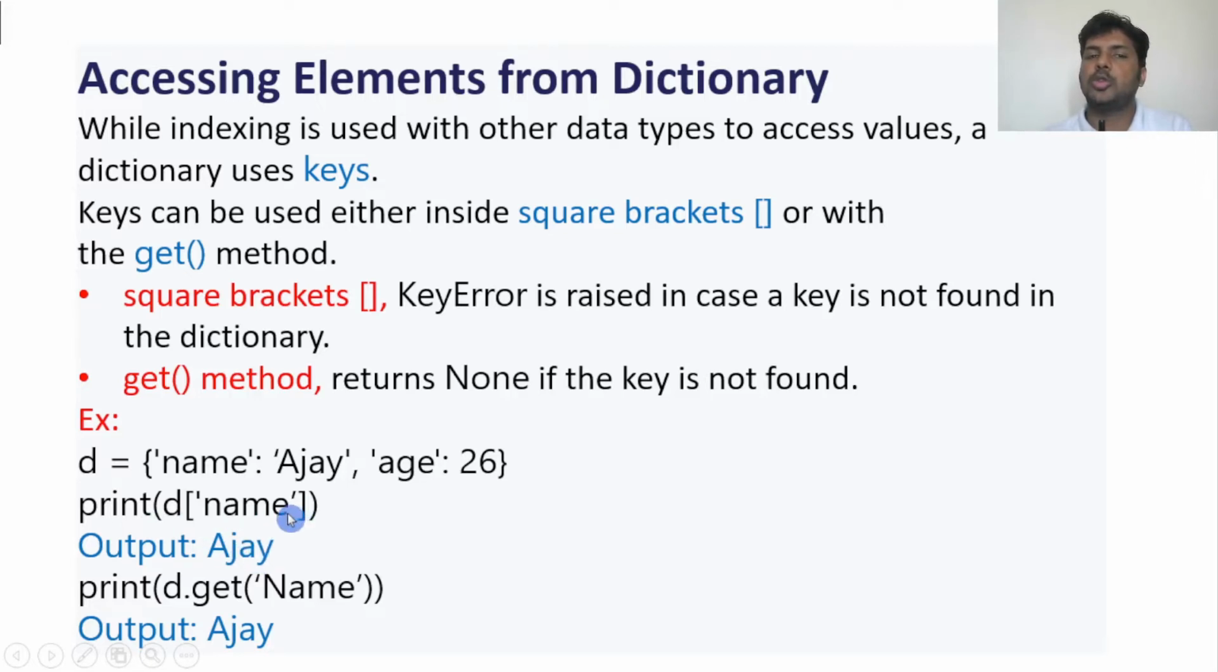Same I can also do by using the get method. So I say d dot get name, this time using round brackets. So I got the same output. Either you can use square brackets or you can use the get method. So both ways we can access the elements. Let us see a small example for creating and accessing elements.